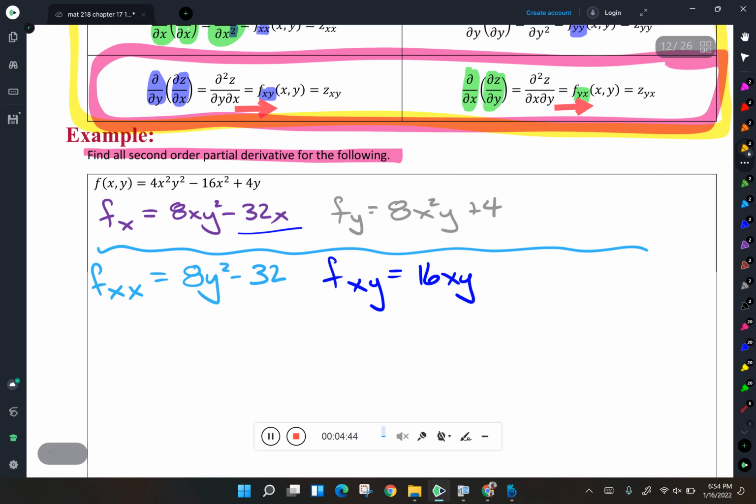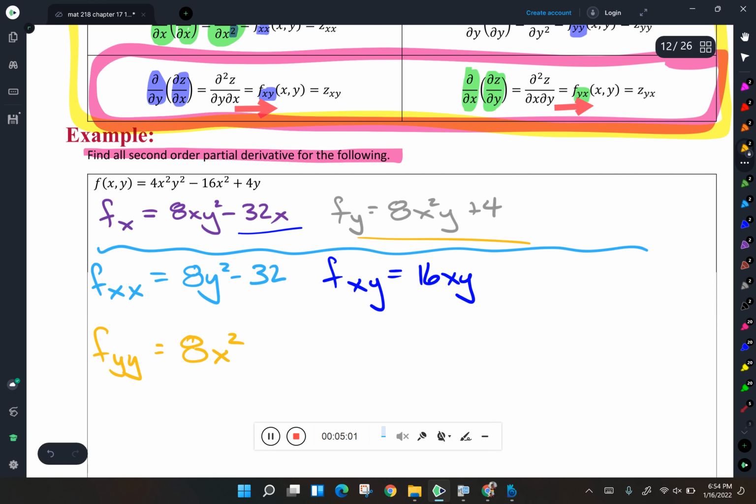Moving right along, how about f sub y, y? Well, that means go find the first partial with respect to y and take its derivative with respect to y again. So go back to the gray one and take the derivative of that with respect to y. First term with respect to y is going to be 8x squared.